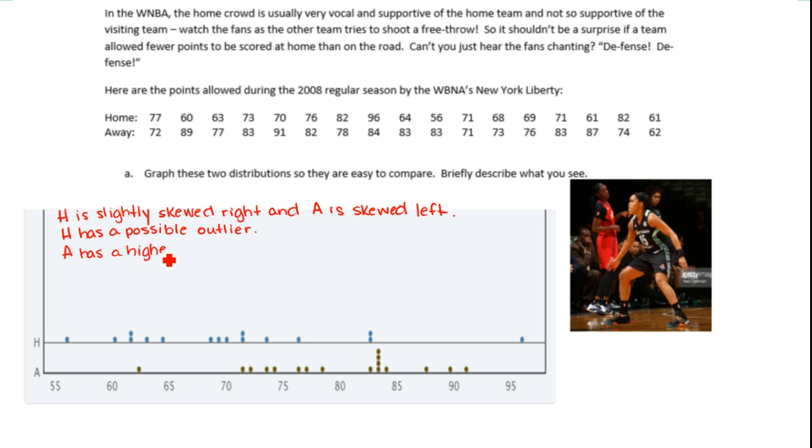If we wanted to test whether the New York Liberty played better defense at home using the mean points allowed, what hypotheses should we use, and what is the value of the test statistic? So our H0 would be the Liberty had the same ability to play defense at home and on the road.